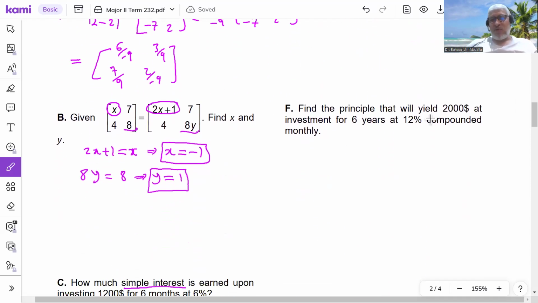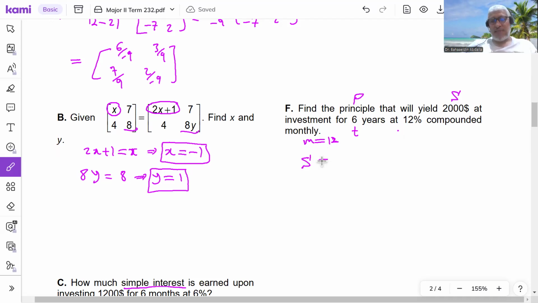Find the principal that will yield $2,000. So I need the principal. Will yield this amount. So this amount is the future value. For 6 years, this is T. 12%, this is R. Compounded monthly, so M is 12 because there are 12 months in a year. So compounded monthly, so the money will be compounded 12 times in a year.